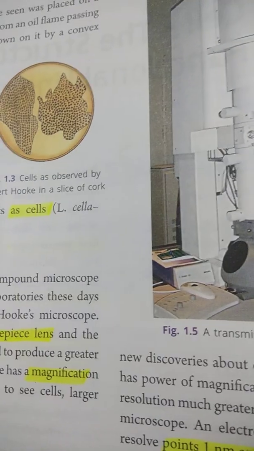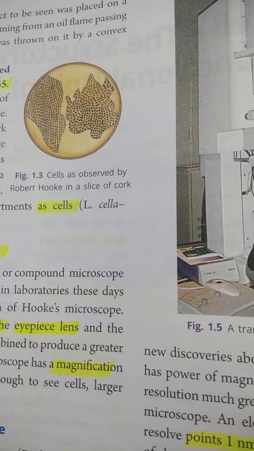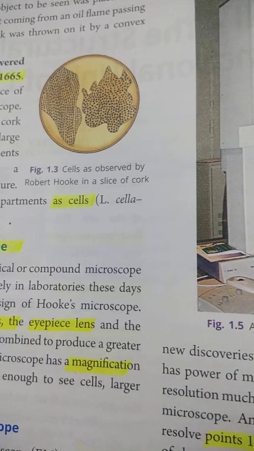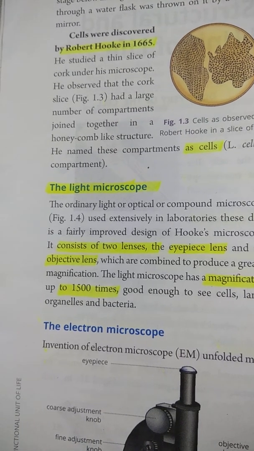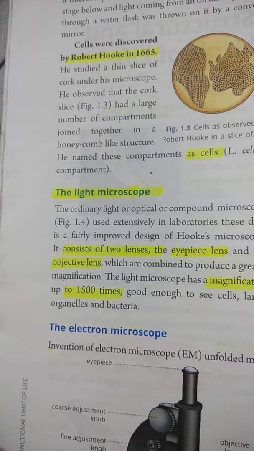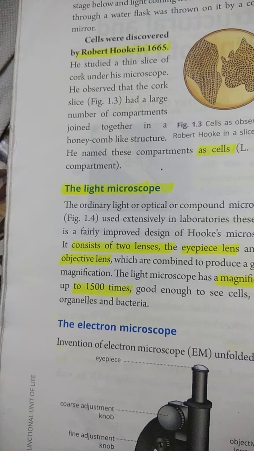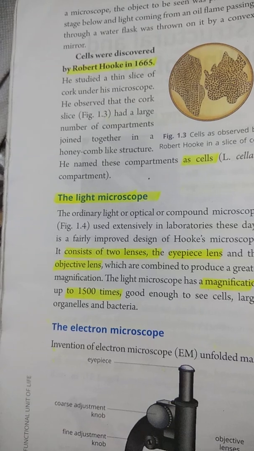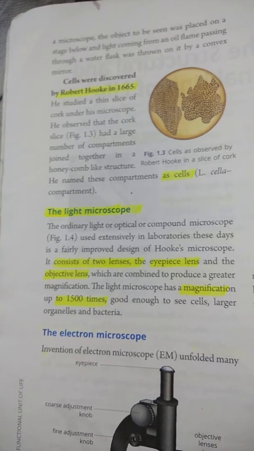Now, the microscope which we use in laboratories these days is an improved design of Hooke's microscope, and it consists of two lenses, the eyepiece lens and the objective lens, which are combined to produce greater magnification. The light microscope has a magnification up to 1500 times, so it is capable of giving an image magnified around 1500 times.